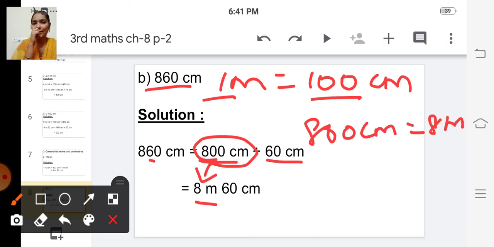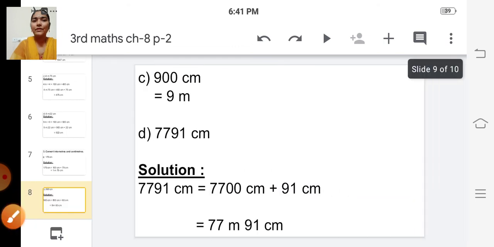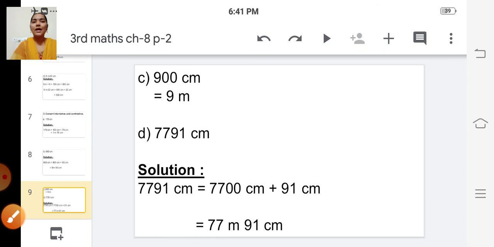So 800 centimeter can be written as 8 meter and write this 60 centimeter as it is. So the answer is 8 meter 60 centimeter. Yes, have you all understood, children? Okay. The next one, 900 centimeter.